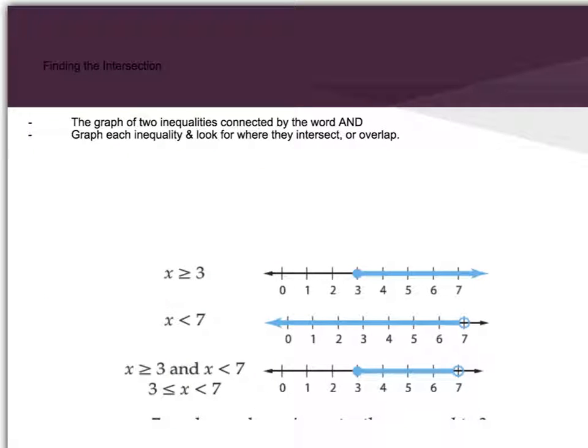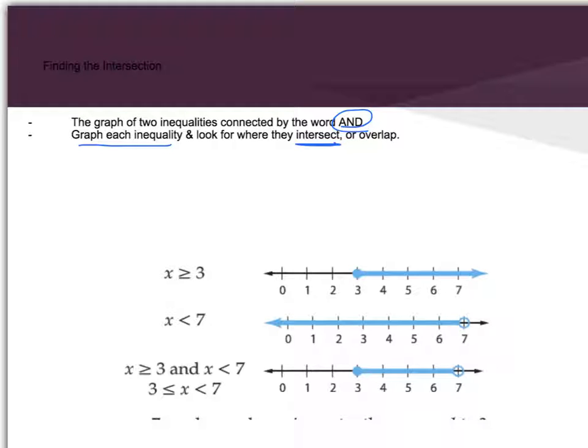So when we are dealing with a compound inequality that's using the word and, we call their graphs the intersection. So the intersection is the graph of two inequalities connected by the word and. In order to find the intersection, we need to graph each inequality individually and look for where they intersect.